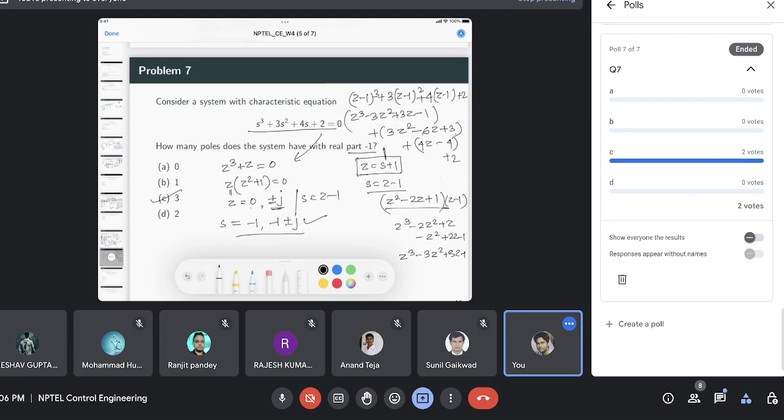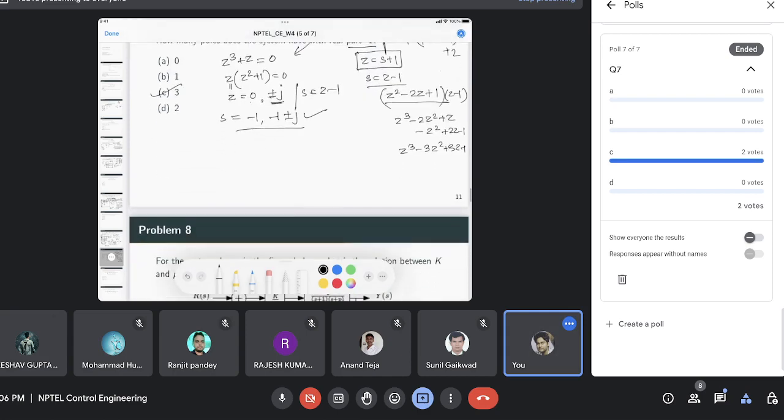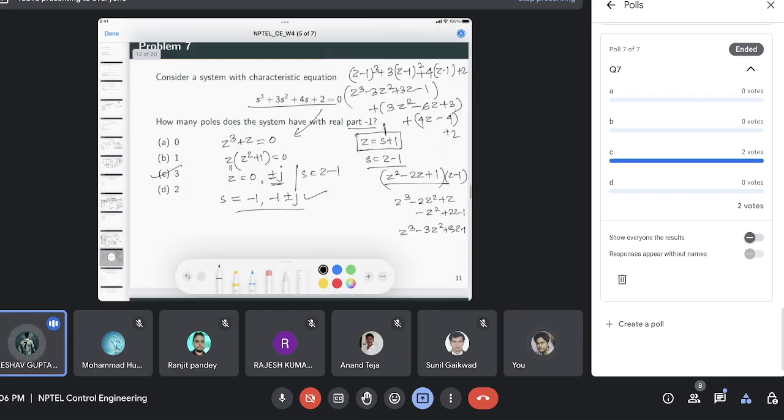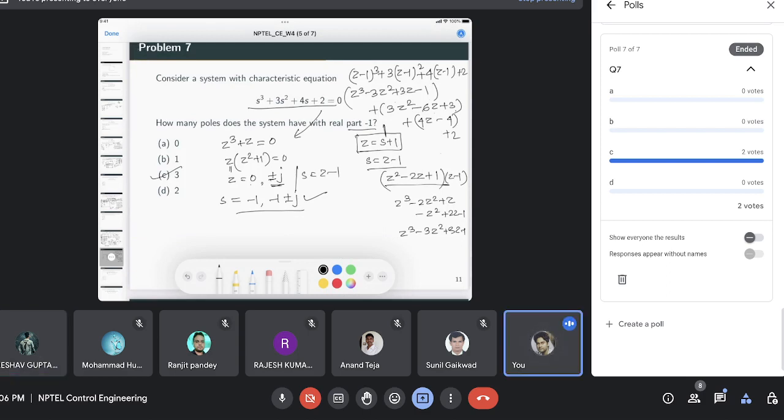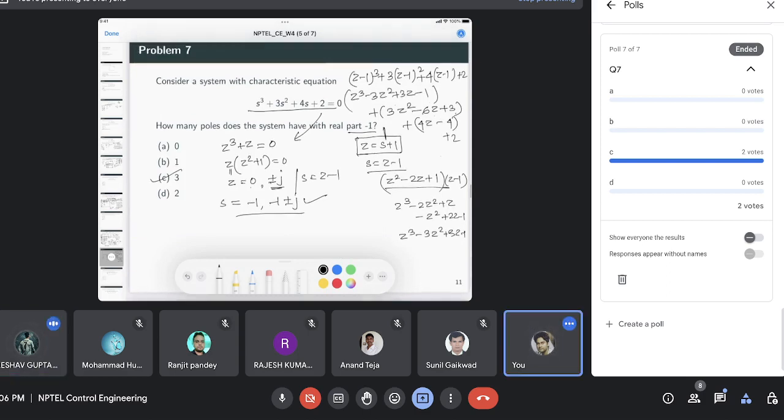Sir, if we directly solve the equation, you can solve this. Okay, it's not a problem, because the third order you can solve. If it is higher order, then it will be difficult, right? Yes, sir. For higher order, then you have to do like this. Okay, it's fine.